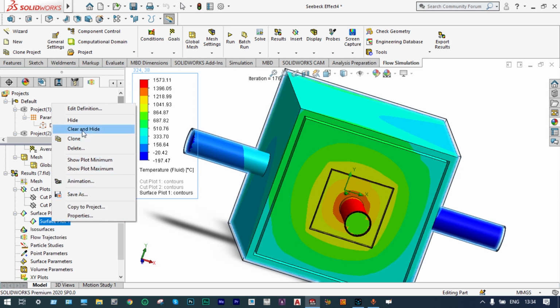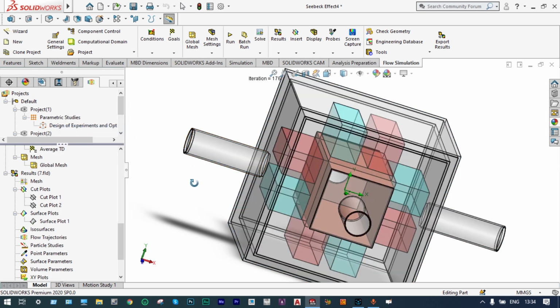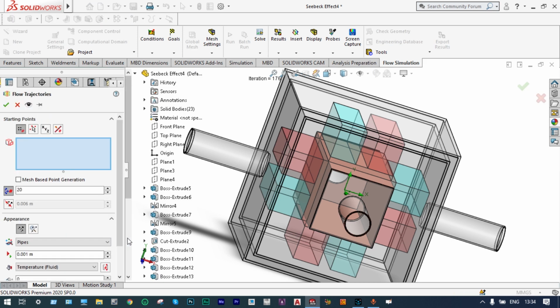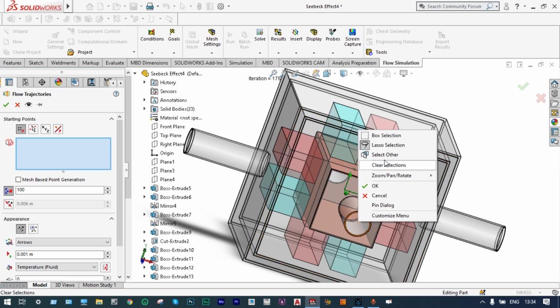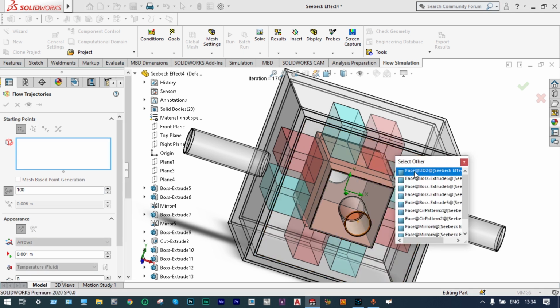Next to that, we want to see the dynamics of flow particles, that is how the particles will be moving from one surface to another surface, right? So, flow trajectories, insert flow trajectories. You want to see the dynamics of flow particles from all the different surfaces. Instead of 20 numbers, we'll make it 100, and instead of pipes, we want to see in the form of arrows only. Right? Let us select different surfaces. Select other. Lid number 2 is selected.